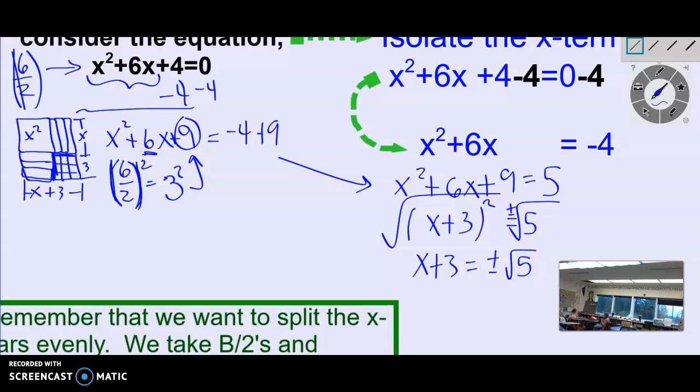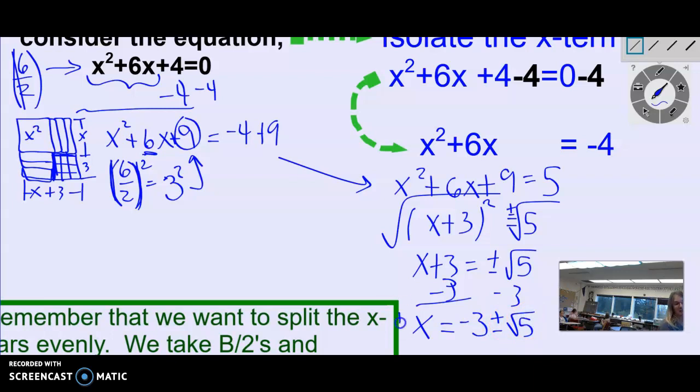What do I have to do to solve for x? Isolate it. How? You're going to subtract 3. Usually when you write that, you write the number that's not under a square root in front: -3, and then it's plus or minus the square root of 5. That's 2 answers.